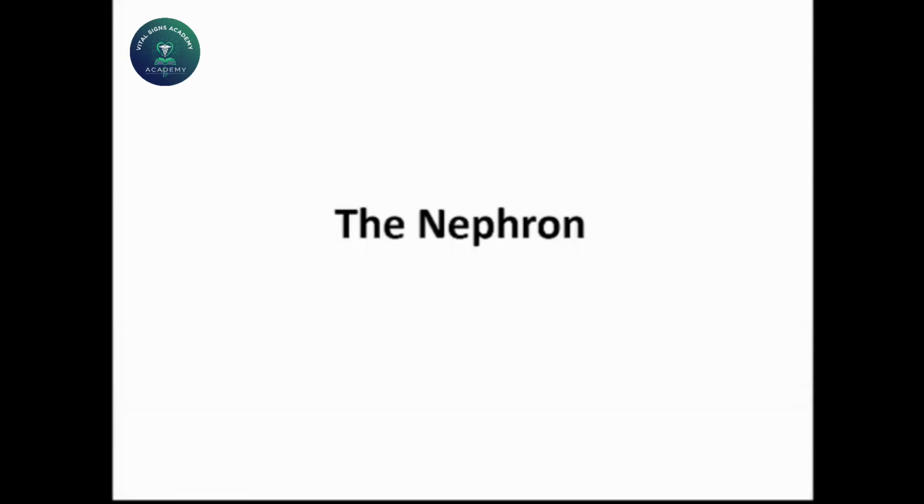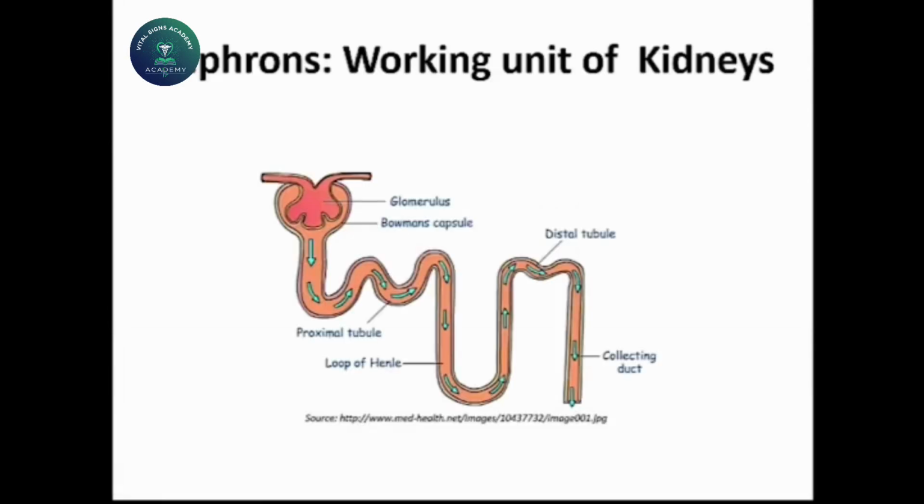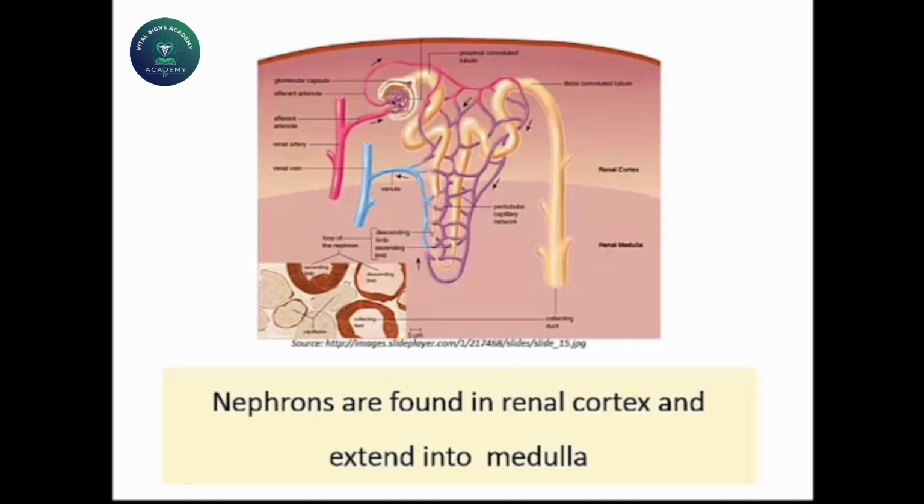In this video we will talk about the nephron. Nephrons are the working units of kidneys. Each nephron is a tiny filter and purifier. Each kidney has about 1 million nephrons. These are found in the renal cortex and extend into the medulla region.